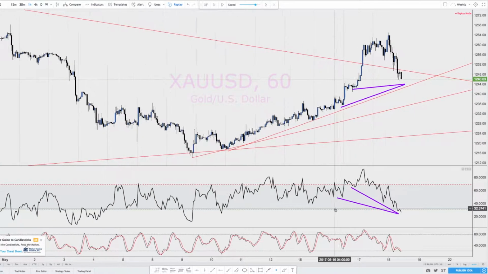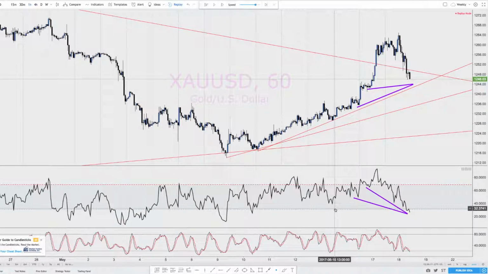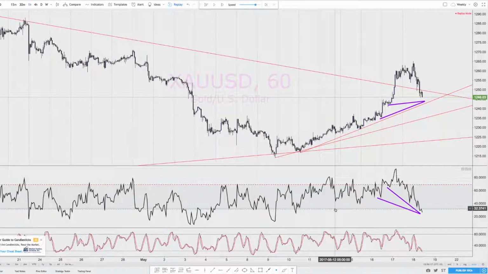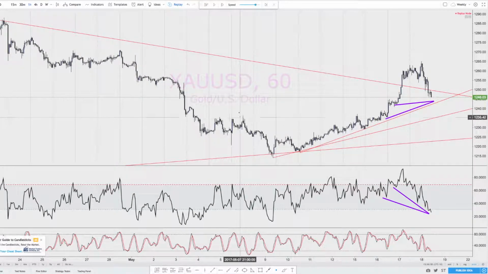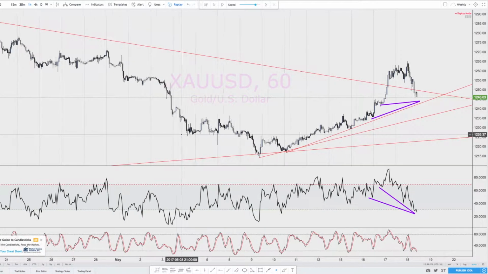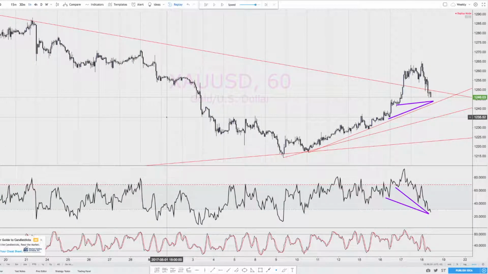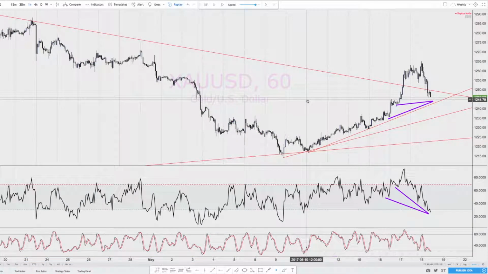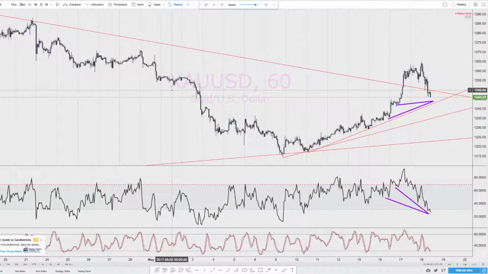Now I want to try and find a couple of zones. I'll try and find a couple of zones above and below price, at least one above and one below. So how I do this is I look at this bearish run here, and I say I want to look for a bearish divergence. Bearish divergence in a bearish run. I want to look for a bearish hidden divergence.